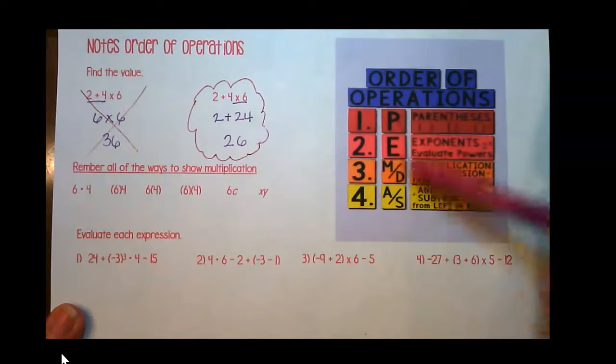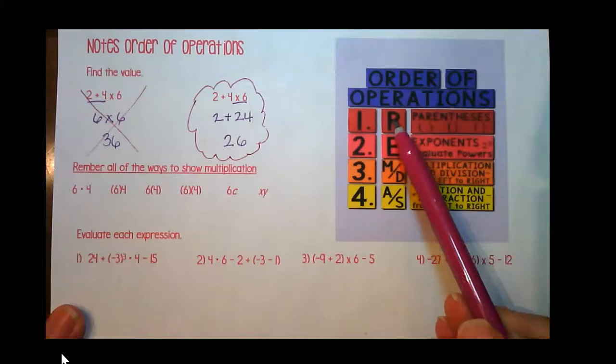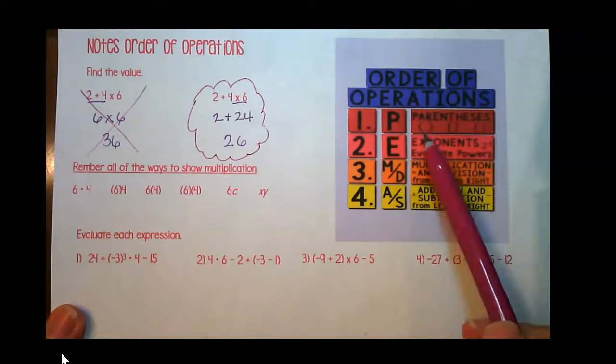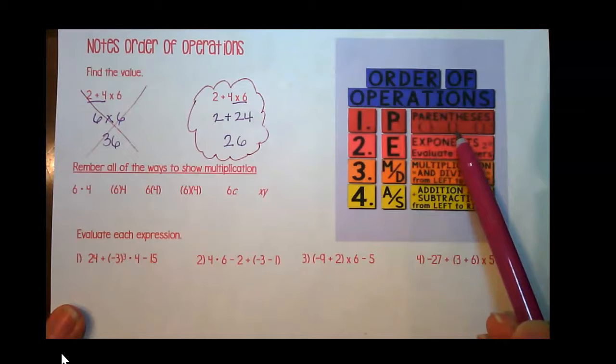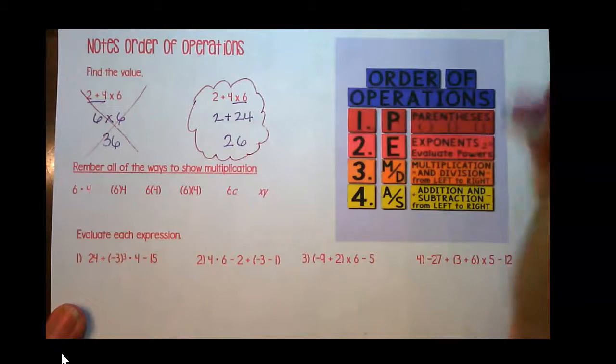A lot of you learned PEMDAS. Some of you may have learned, please excuse my dear Aunt Sally. The P, however, is for parentheses, but in middle and high school, you're also going to be talking about brackets, braces, and even the fraction bar. Okay? Those are grouping symbols also, and I'll talk about those as we get there.